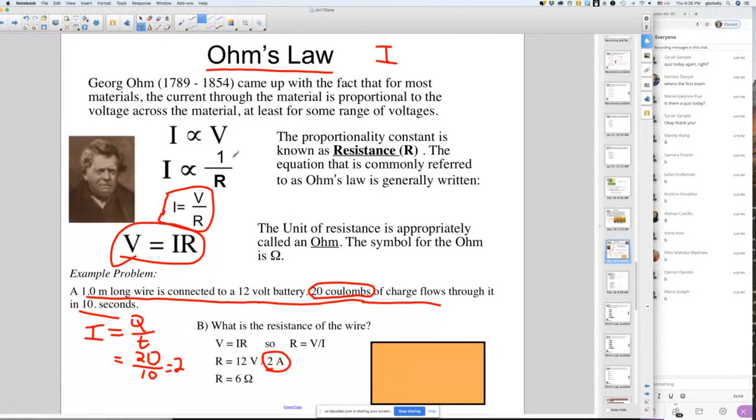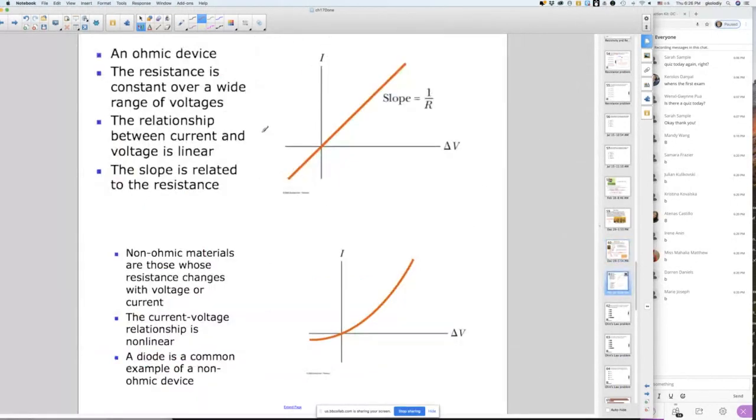So basically, Ohm's law states that the relationship between these 3 variables, V equals IR, is linear. In other words, if you make a graph of current versus voltage, you should get a straight line. This is true in most cases, but some materials don't follow this. It's curved, so Ohm's law doesn't apply. A diode is a common example of a non-ohmic device where Ohm's law does not apply.